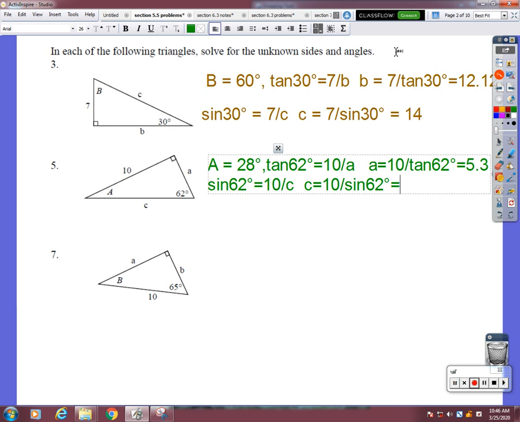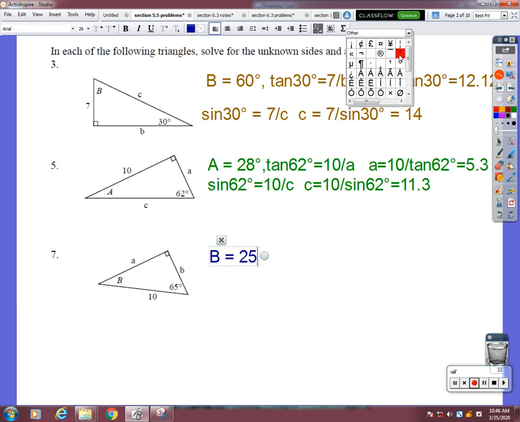What are we doing? Sine? Okay, and that's 11.3-ish. Which makes sense because that's the hypotenuse that we would want and expect for that to be the longest of the three sides, and it is. Alright, one more of these silly ones. We know that if this is 65 degrees, B is equal to 25 degrees.